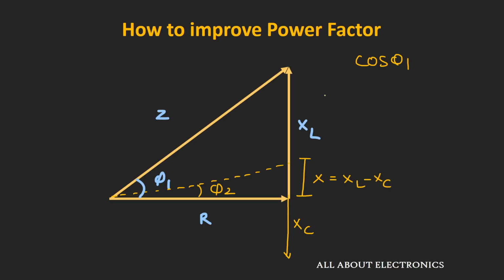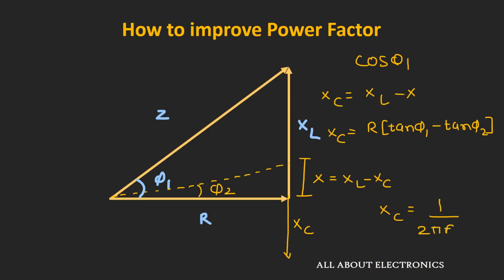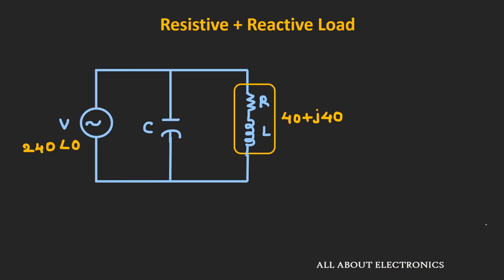The value of this capacitive reactance should be such that we get a new value of X, that is XC should be equal to XL minus X, which is nothing but R into tan φ1 minus tan φ2. So if we already know the initial power factor and the improved power factor, then we can calculate the value of the capacitive reactance, and from the equation XC is equal to 1 divided by 2πfC, we can calculate the value of the capacitance. In this way, by introducing a capacitor in the circuit, we can improve the power factor of any circuit or system.